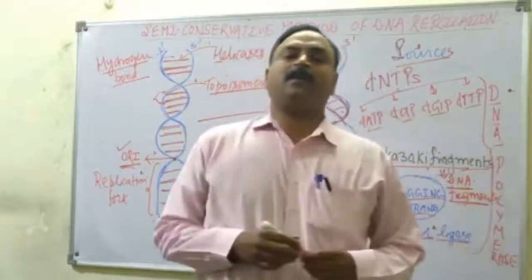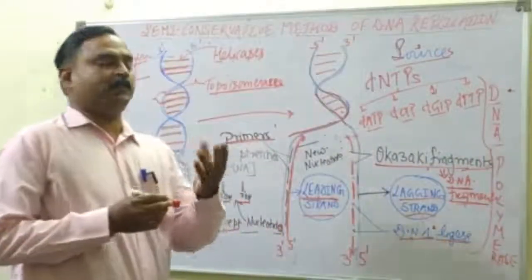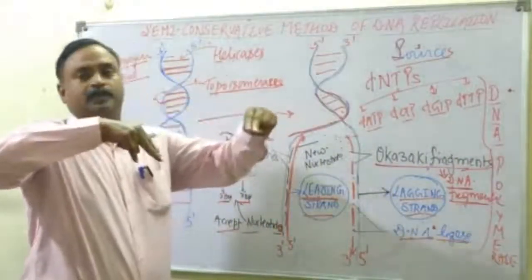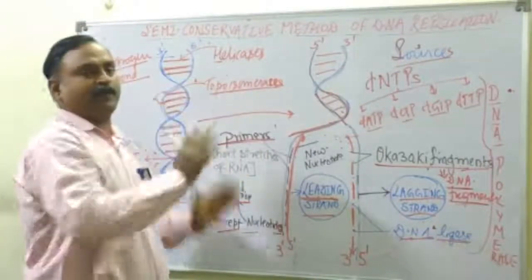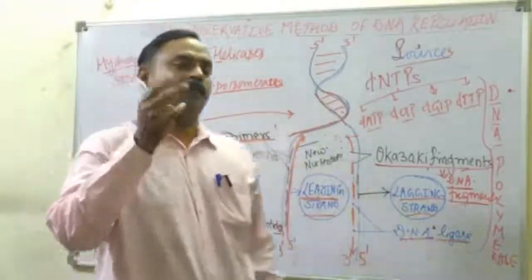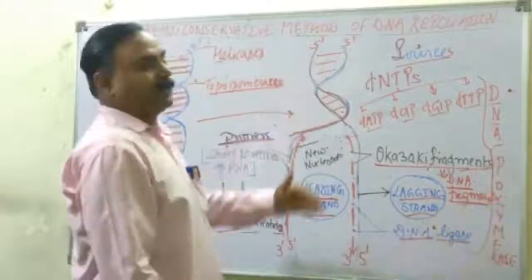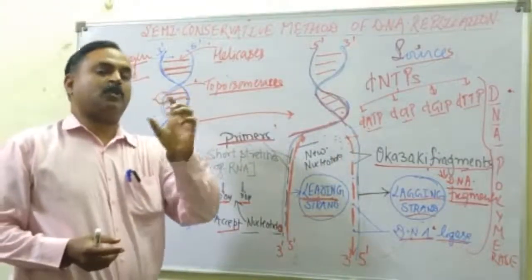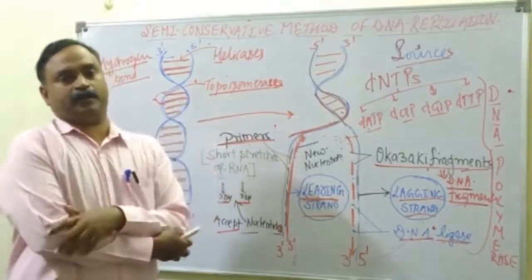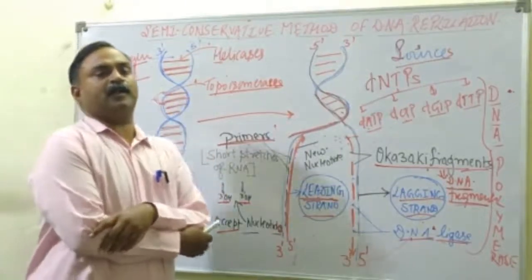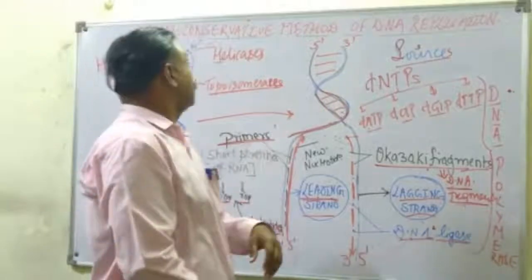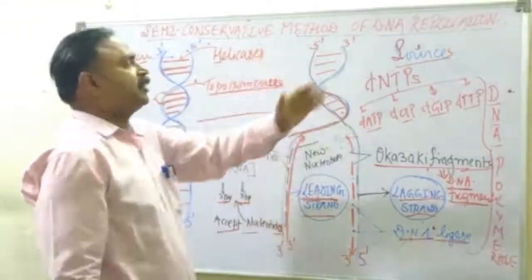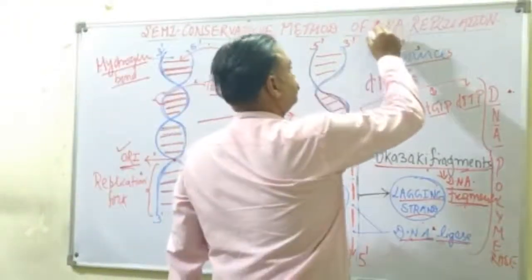Student, now the second part of the chapter is the semi-conservative method of DNA replication. In the last part, you have studied the structure of DNA. So now this topic will be slightly easy for you because you know all the parts of B-DNA, isn't it? So the next part of the chapter is the semi-conservative method of DNA replication.